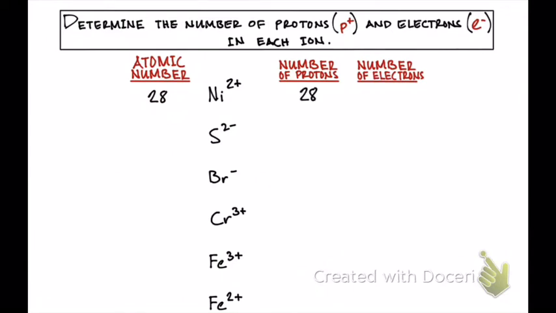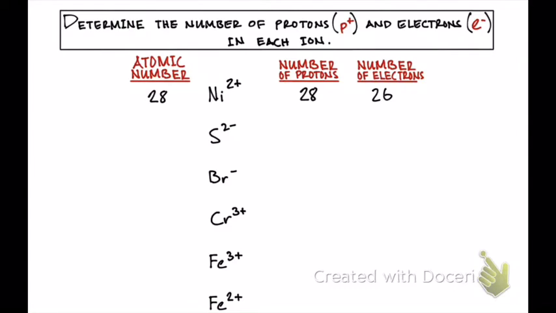Now, when you look at the net charge of nickel, it's positive 2. So that tells us that it has lost 2 electrons. So all you have to do is subtract 2 from the number of protons, which gives us 26. Okay? Because originally, before it lost the 2 electrons, the net charge was 0, for a neutral atom. So the number of protons equals the number of electrons. Now, once you remove 2 electrons, it becomes net positive.